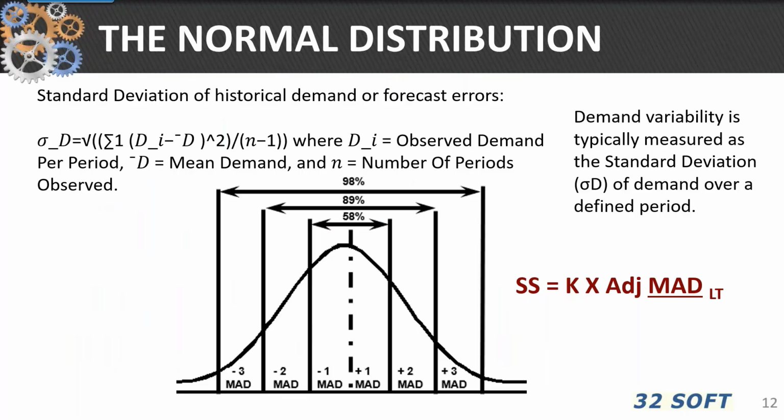68.26% of the demand is expected to fall within plus or minus 1, 95% of the time within plus or minus 2 segments, and 99.3%, which is most, falls within plus or minus 3. We can use this estimation of demand or variation of demand in our formula of safety stock equals service level times MAD adjusted for lead time.